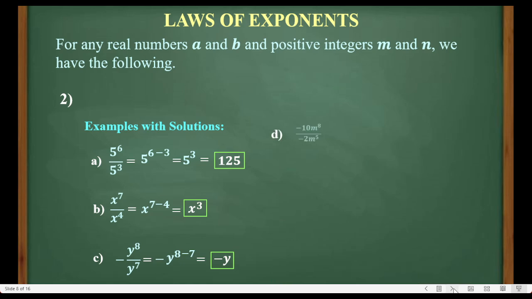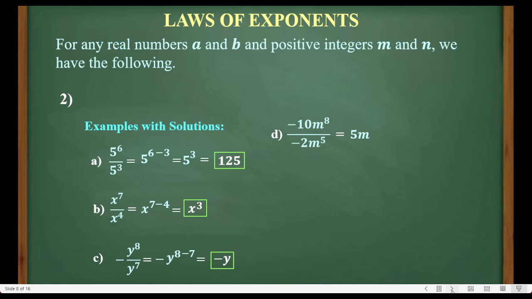Letter D. How about this one? Again, we are now dividing powers of the same base with numerical coefficients in the numerator and in the denominator. In the numerator, we have the coefficient negative 10, while in the denominator, the coefficient is negative 2. So what do we do? Okay, so this is negative 10 m to the 8 divided by negative 2 m to the 5th.